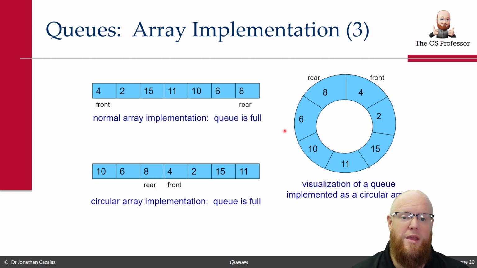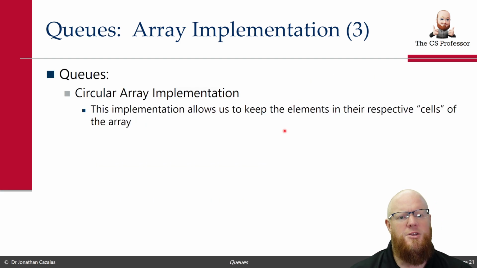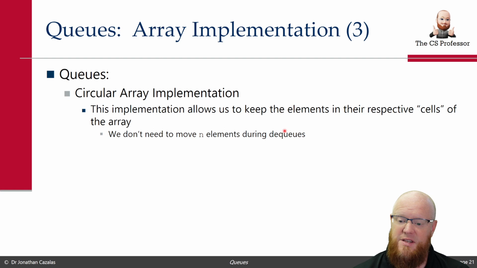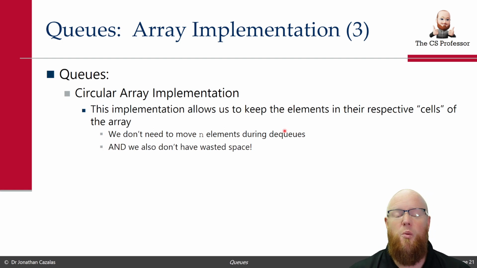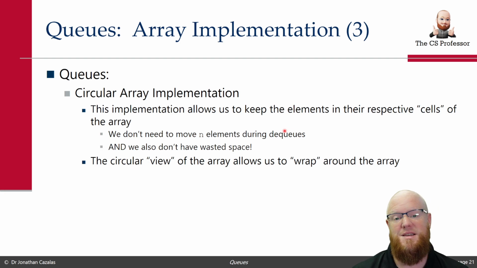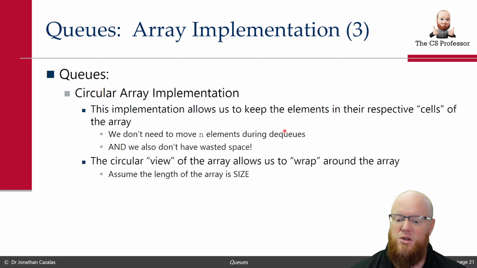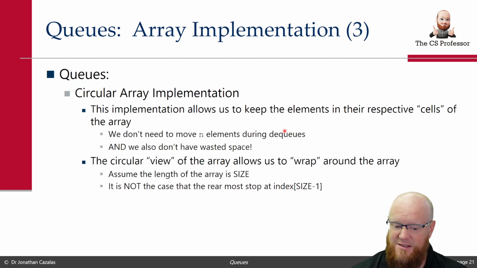So a circular array is just a regular array, but we're now visualizing it as a circle and realizing that we can just wrap around that array. It allows us to keep the elements in their respective cells of the array, so we're not going to do any shifting, but we also will not have any wasted space at all. The circular view of the array allows us to wrap around the entire array. We're going to assume the length of the array is called size, which we don't really need in Java because we can always get the length by array.length.